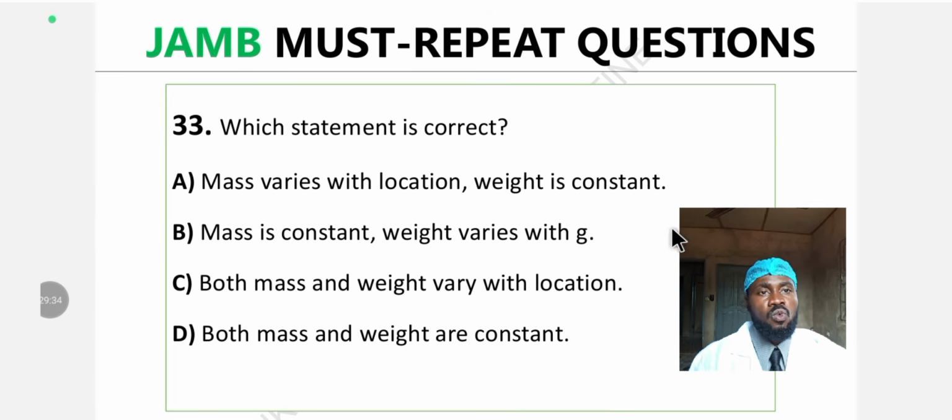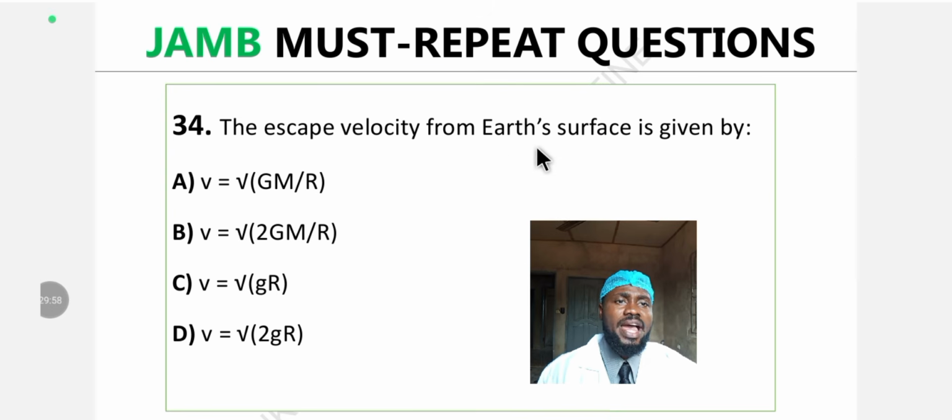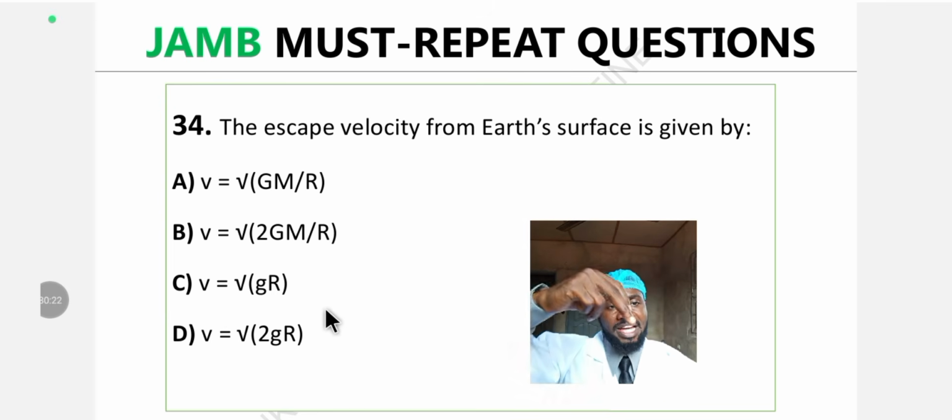Question 33. Which statement is correct? A, mass varies with location, weight is constant. B, mass is constant, weight varies with gravity. C, both mass and weight vary with location. D, both mass and weight are constant. Drop the answer in the comment section. Question 34. The escape velocity from Earth's surface is given by A, V equal to root of GM over r. B, V equal to root of 2GM over r. C, V equal to root of gr. D, V equal to root of 2gr. Drop the answer in the comment section.